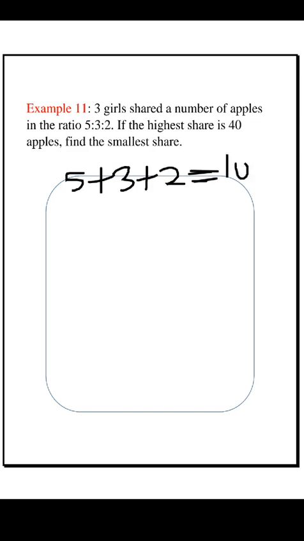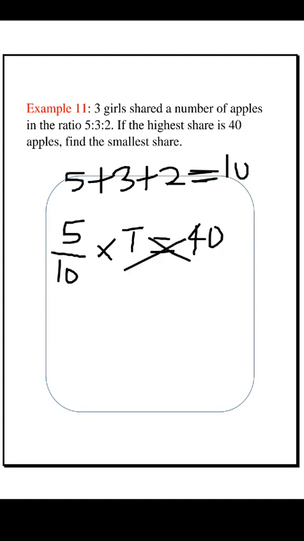So we can make out this fraction. Now, they said if the highest share is 40, good. What is the highest number there? 5. The fraction for that highest share is 5 over the total, which is 10. 5 over 10, times the total, equals the highest share they gave us, 40. So if you cross multiply, 40 times 10, 400. 400 divided by 5, that is 80. I know the total now, so I can calculate anything.